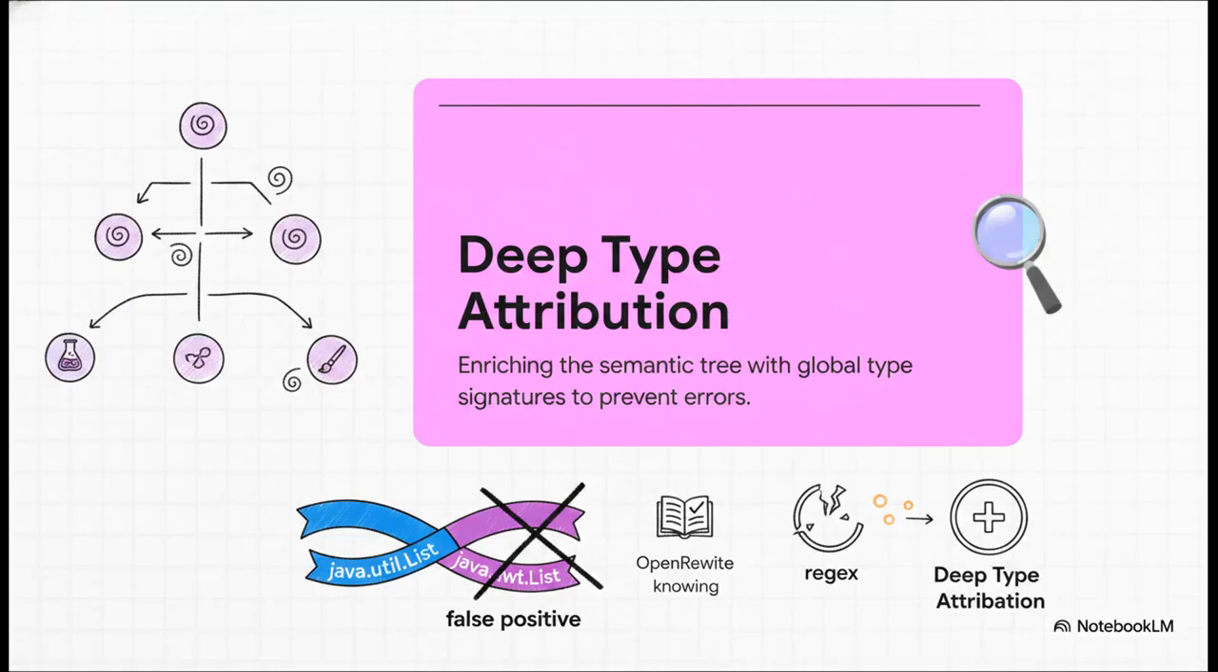A huge part of this is deep type attribution. This enriches the semantic tree with global compiler-resolved type signatures to prevent collision errors. This is huge because it allows the engine to easily tell the difference between java.util.List and java.awt.List across thousands of files. Regular expressions absolutely can't do this. A regex just sees the word list. But because the LST is type attributed, OpenRewrite knows exactly which class is being referenced, even if that dependency is buried deep transitively. It entirely eliminates the risk of false positive refactoring errors.